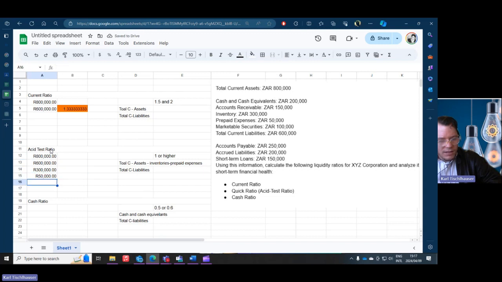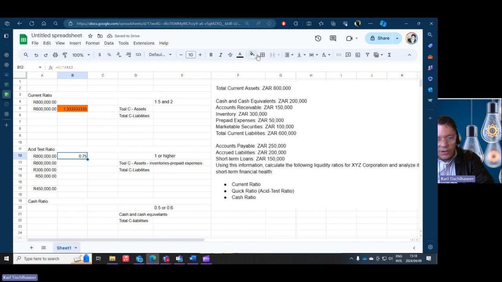Now let's work out current assets minus inventory minus prepaid expense. I'm going to do that calculation on the left so that I can keep the space clean. I'll say minus, and then minus. I'll press enter, and you see we get 450,000. Now we'll take the 450,000 and divide it by the current liabilities, because that's what the formula says we need to do. We divide it by the 600,000, press enter, and we get 0.75.